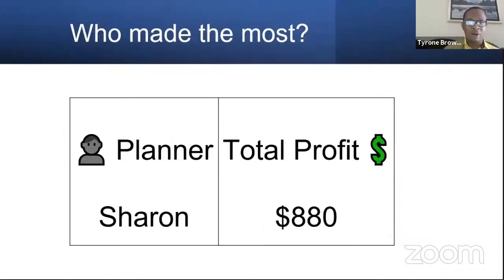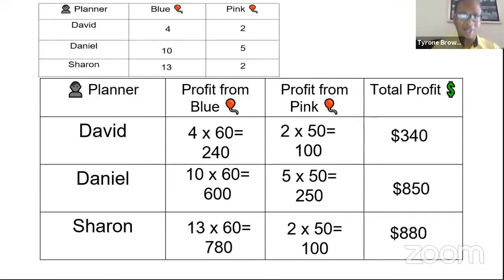Okay. So, final question while we're on this side. We are seeing that Daniel and Sharon both sold 15 balloons, but somehow Sharon made more money. Can you help me to determine how it is Sharon made more money than Daniel, although she sold the same amount of balloons? Tell me in the chat why Sharon is making more money, although she's selling the same amount of balloons.